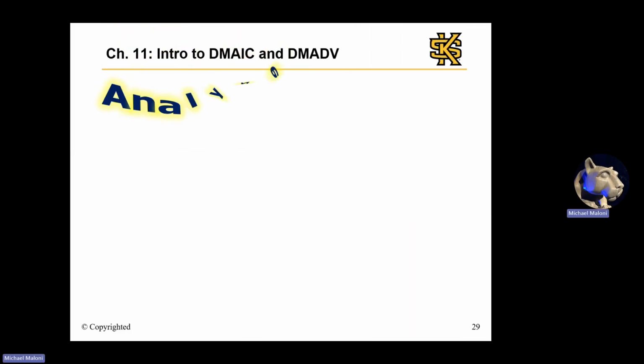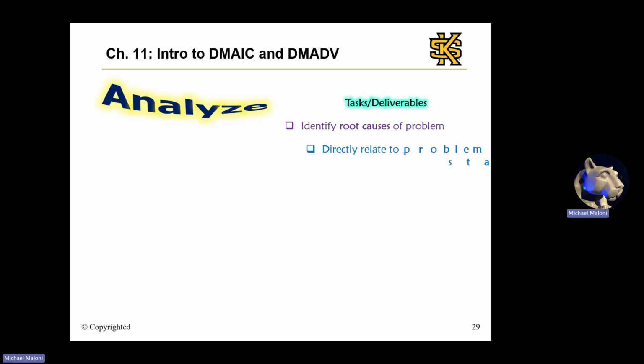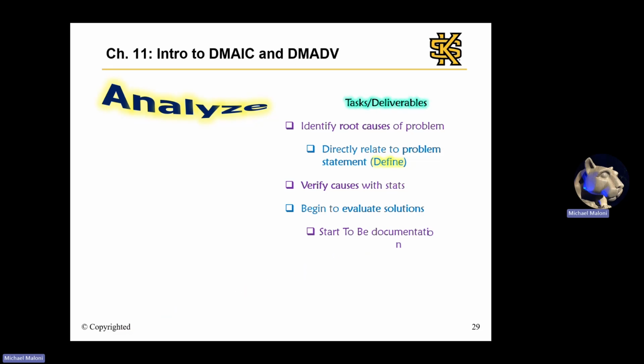The third step, which again is the same for DMAIC and DMADV, is analyze. This is where teams validate the hypotheses about the underlying issues in the process. So in the analyze step, we'll identify the true root causes of the problem, which should directly relate to the problem statement from the define step. We'll also verify the causes with statistics and data. And we'll even begin to evaluate potential solutions, including starting the to-be process documentation.